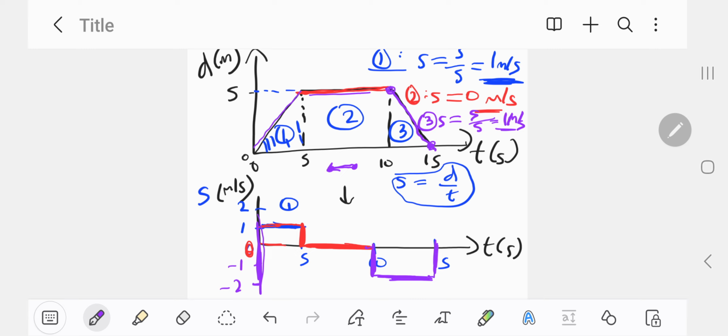I'll explain this again. So to go from a distance-time graph to a velocity (speed) time graph, you use the formula: speed is distance divided by time. And you break up the graph into 3 shapes that you can see. There's 2 triangles and 1 rectangle.